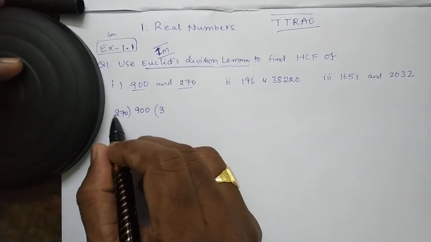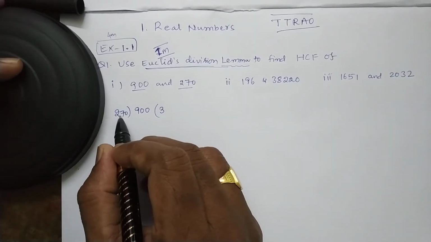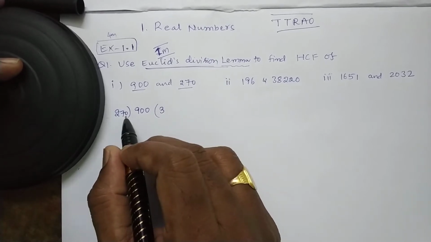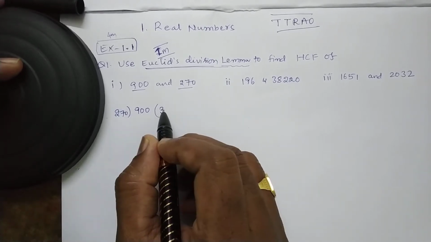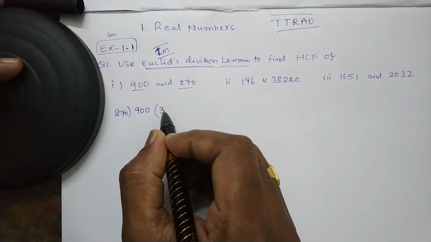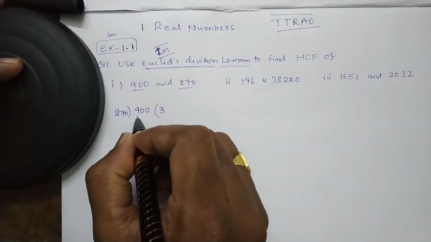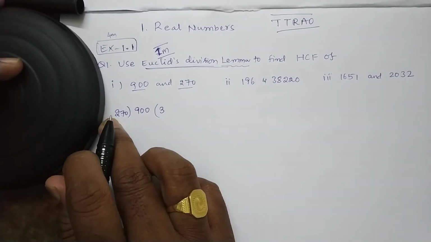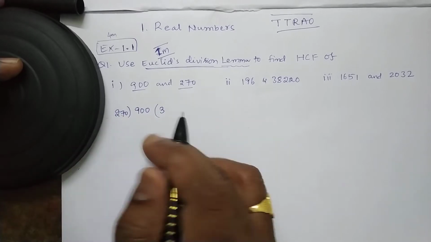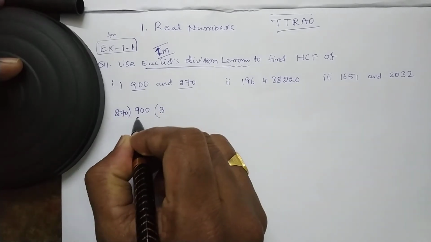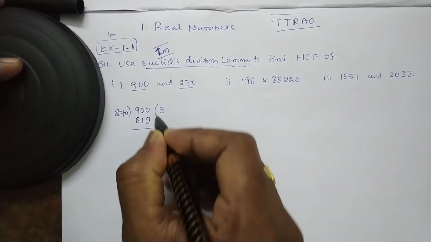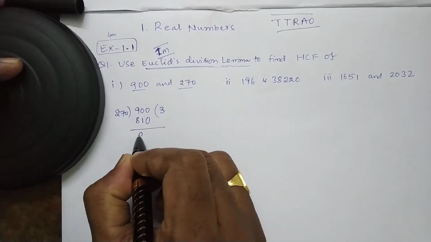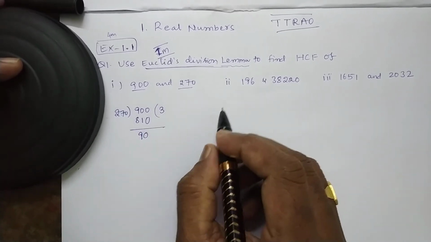When you look at it, 270 is very close to 300, and 300 times 3 is 900, so it can't divide more than 3 times. So 270 times 3: 3 into 200 is 600, 3 into 70 is 210, so that is equal to 810. Now the remainder is 90, because 900 minus 810 equals 90.